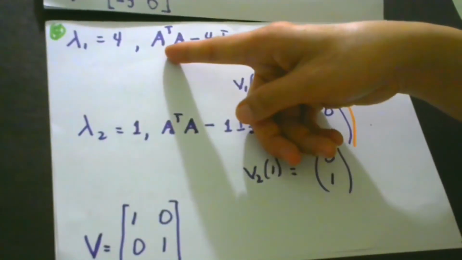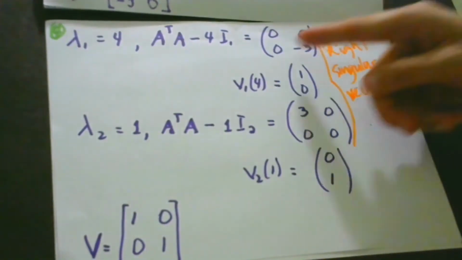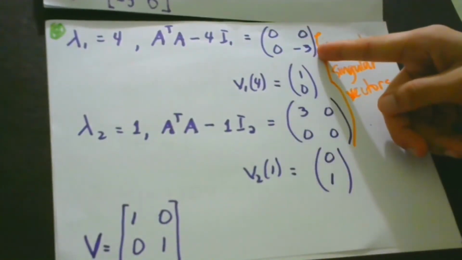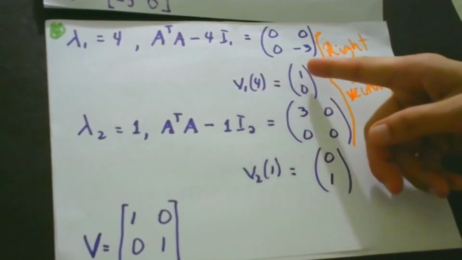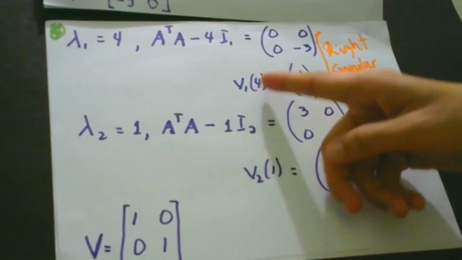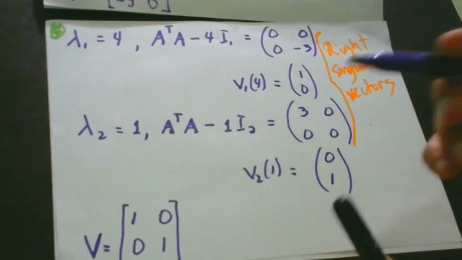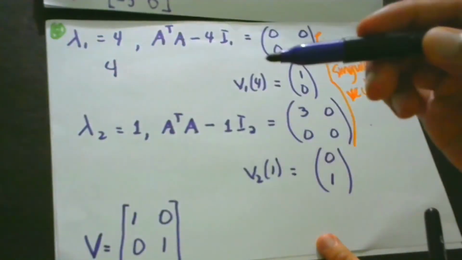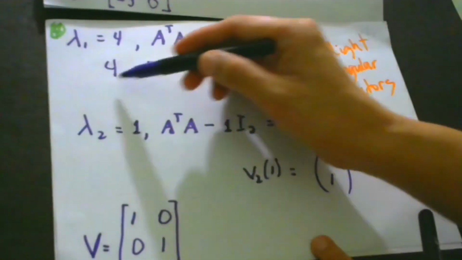So we have this A transpose A minus 4 I, which is equal to 0, 0, 0, negative 3. And that means if we're going to go further, we have 1, 0, which is the eigenvector for the eigenvalue 4. And maybe for some of you who don't know this one yet, let me take you to the basic one. If you could not remember, then remember we have 4, then we have 0, then we have 0, and then we have 1.